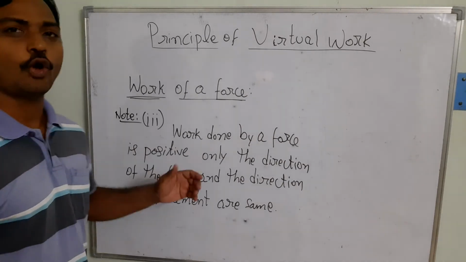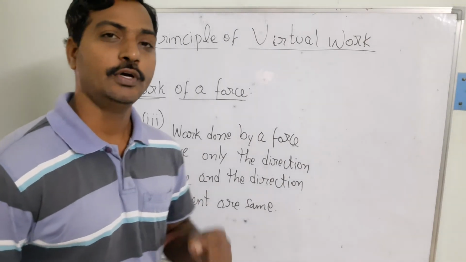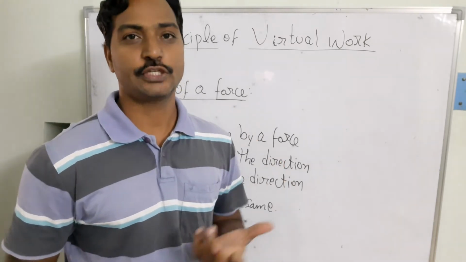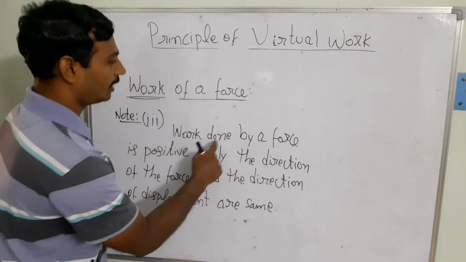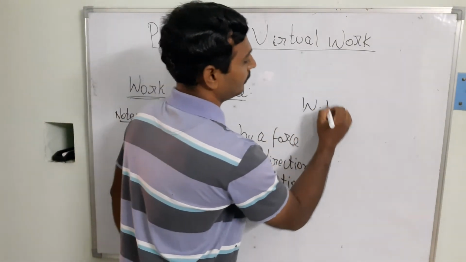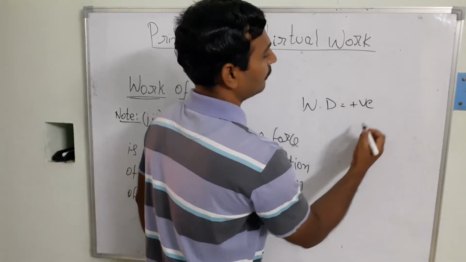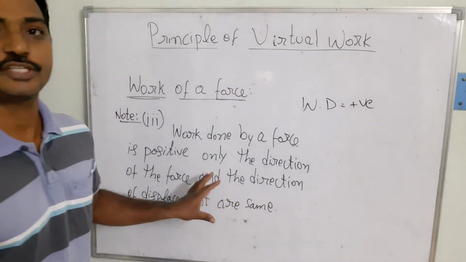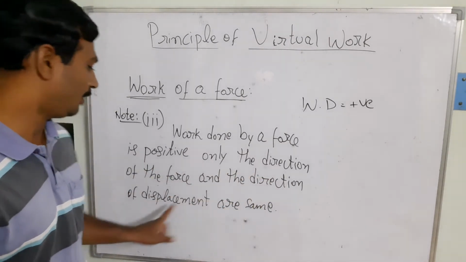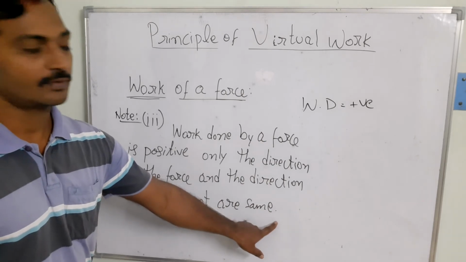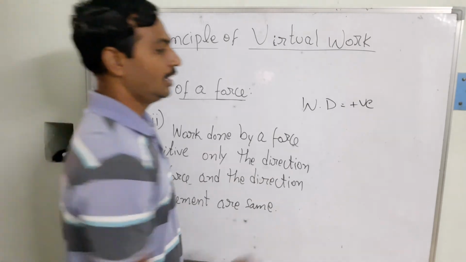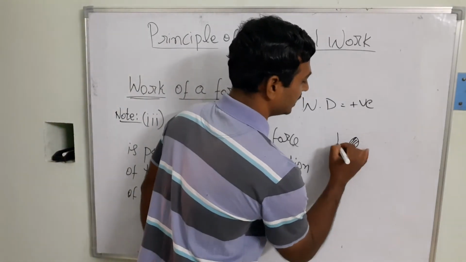Now we are going to talk about the sign conventions. As you know, the particle gets displaced because the force is acting. There we can see when the work done by a force is positive and when it is negative. The work done is positive only when the direction of the force and the direction of the displacement are the same. So the direction of the force and the direction of the displacement must be the same.